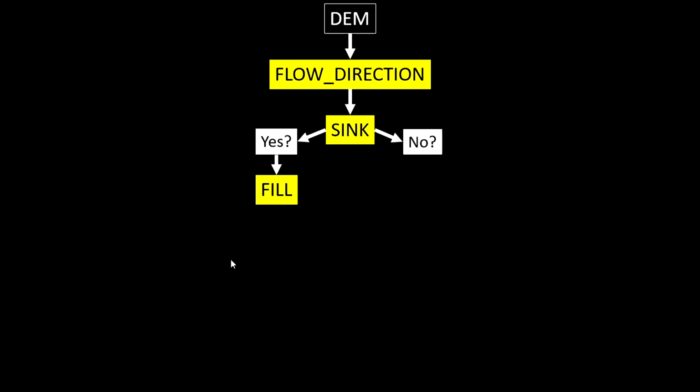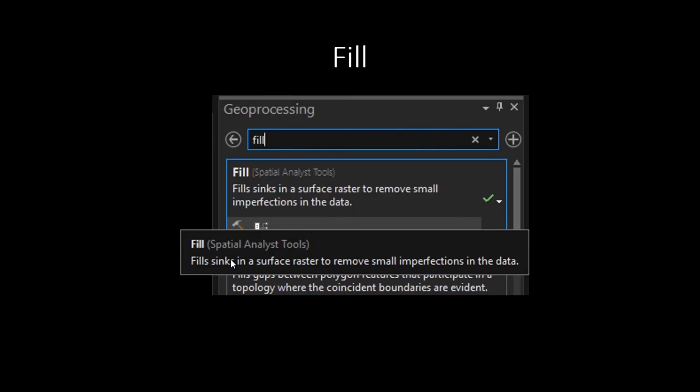So let's talk about the fill operation here. The fill operation fills sinks in a surface raster to remove small imperfections in the data. The assumption here is that those pits or sinks represent errors in the data. If we did not do the fill, we would have streams that wouldn't be connected, so we'd have kind of chaos in our data set. We wouldn't be able to create drainage networks and drainage basins and watersheds.